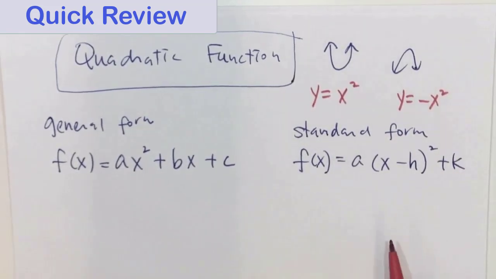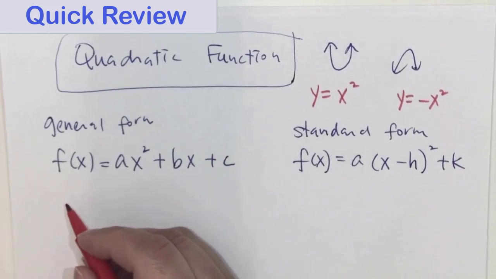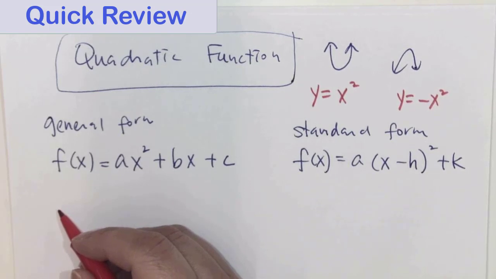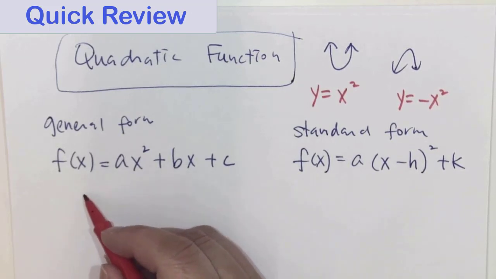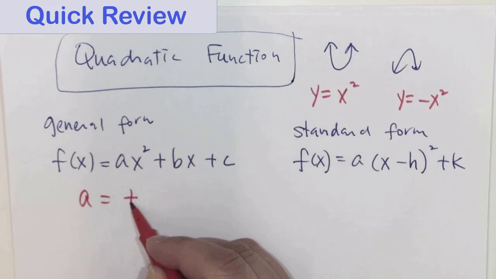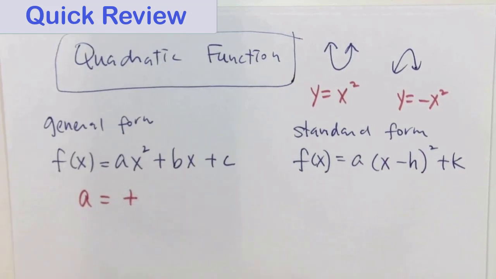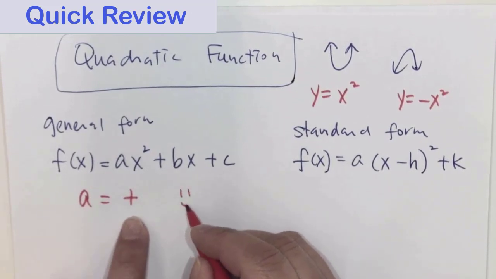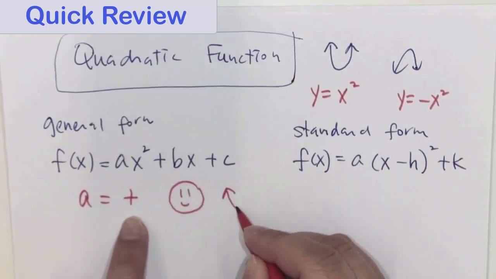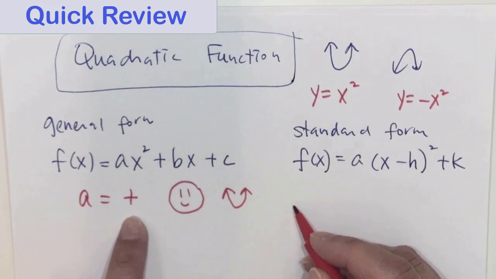If we have that, we can decide whether the parabola opens up or down by looking at which part? The leading coefficient a. If a is positive, then what kind of parabola do I have? Up. Because positive people usually smile, right? So you have a smiley face parabola. So this is going to be open up.